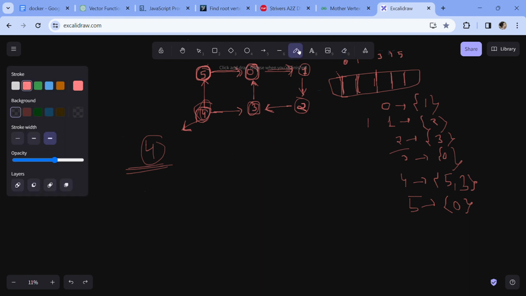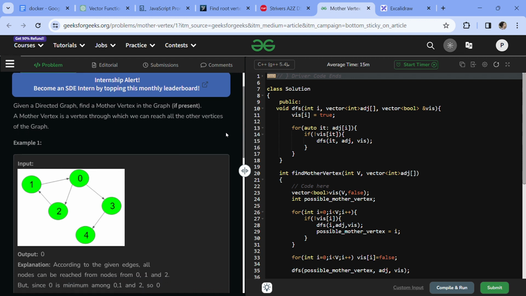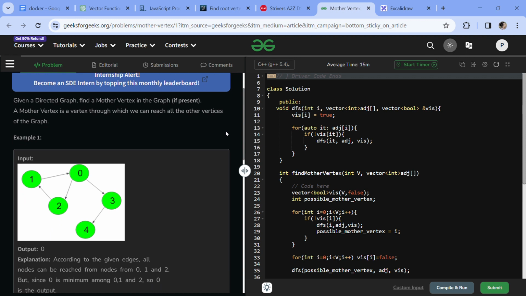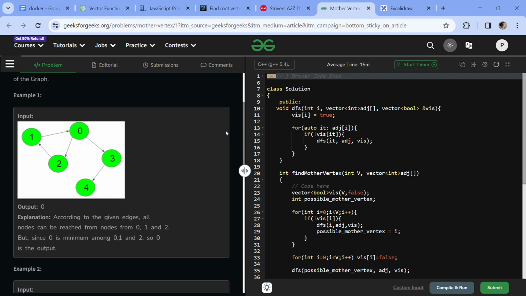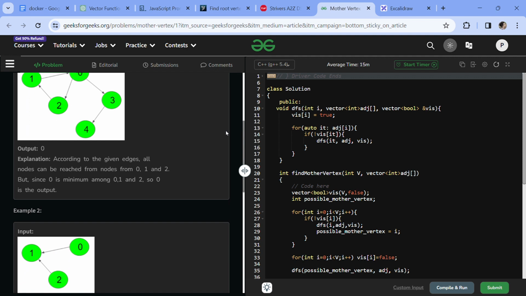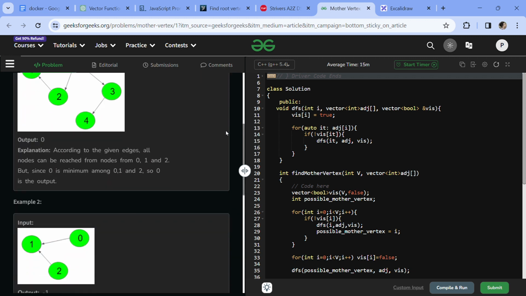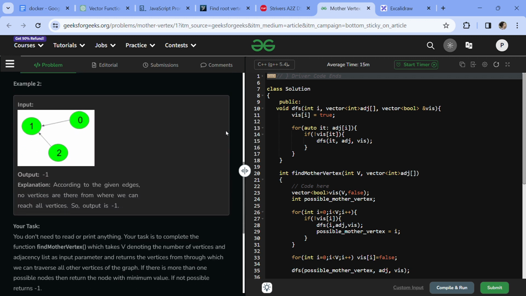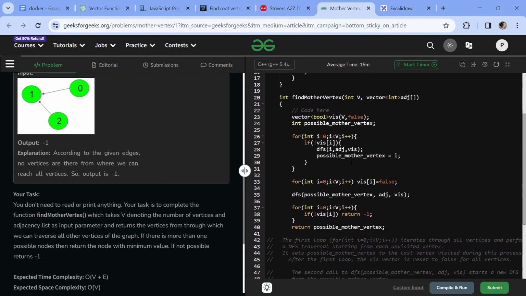So in the question it is given that there might be a possible case where the graph cannot contain any parent vertex, or we can say root vertex. So it might happen, so I have to take the corner, worst scenario. In the worst scenario, we cannot have the parent root, or we can say mother vertex. So we have to recheck again.